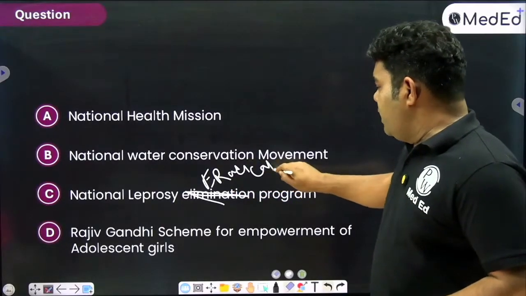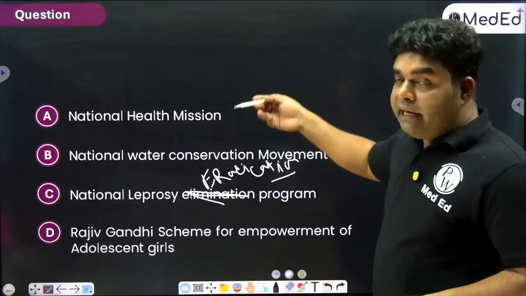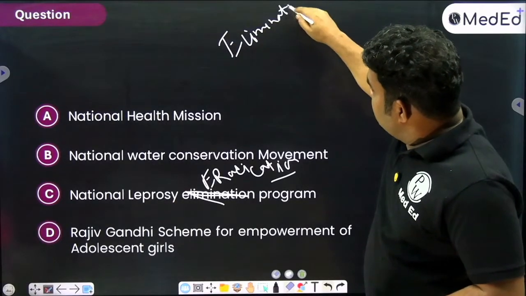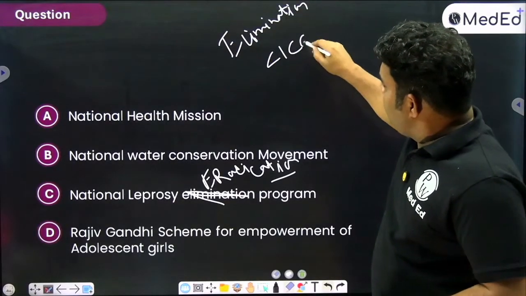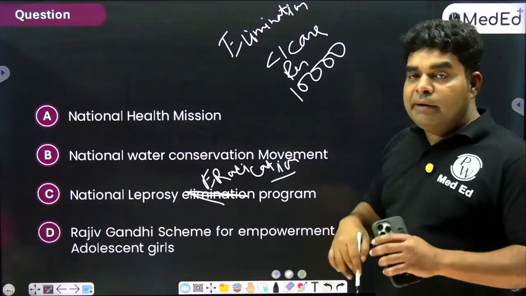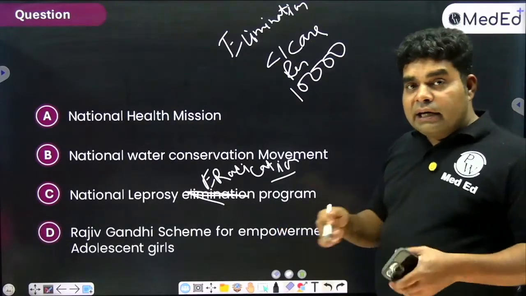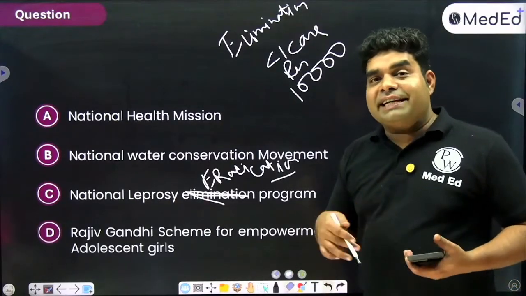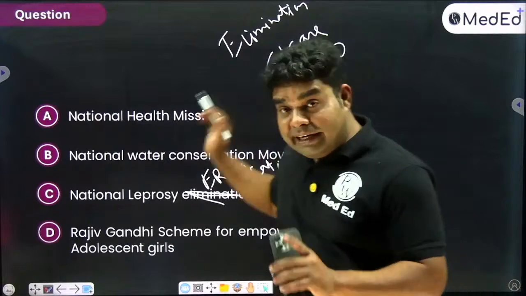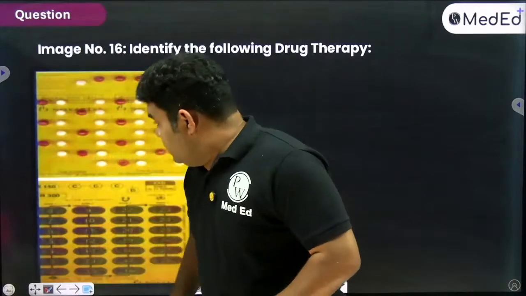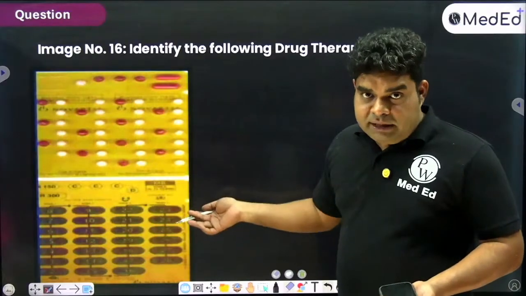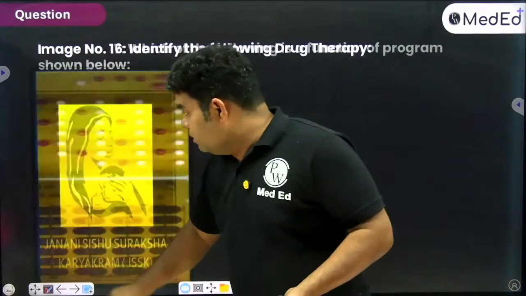Why do we say that we have eradicated? Because the criteria for elimination is if we have less than 1 case per 10,000, it means we have eliminated leprosy. And currently the prevalence of leprosy in India is 0.66 per 10,000. So we said we have eliminated according to the criteria which they ask again and again. This is the multiple drug therapy of leprosy. So MDT, multiple drug therapy.